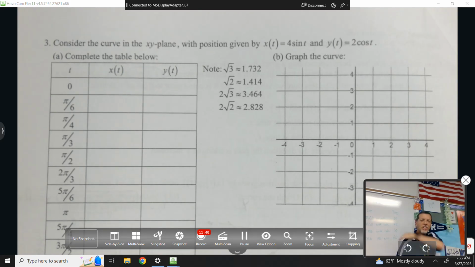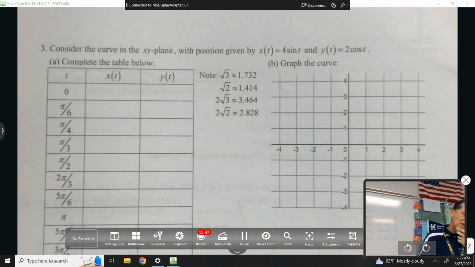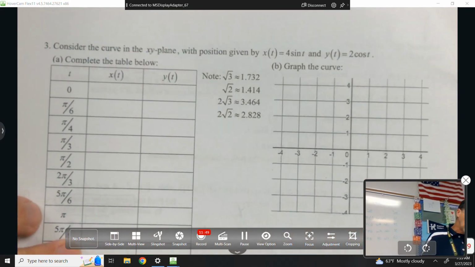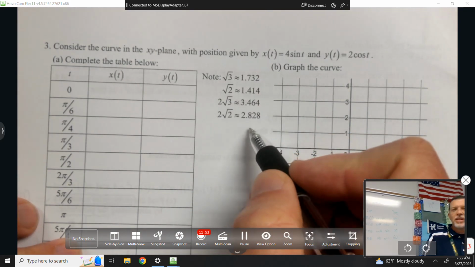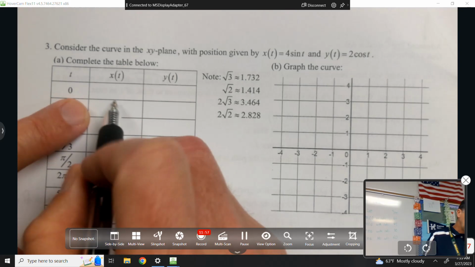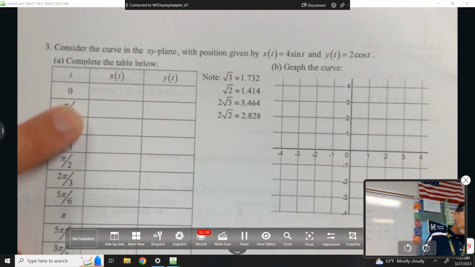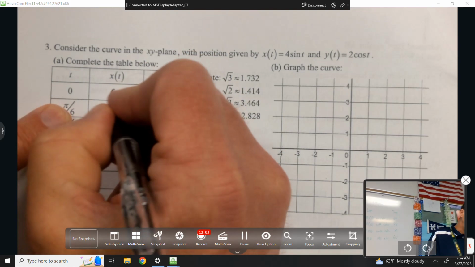Consider the curve in the xy plane given by x equals 4 sine t and y equals 2 cosine t. Complete the table below, but here's some values that might be helpful. So I'm guessing these will show up somewhere. I guess let's just do all the signs first. So 4 sine of 0 is 0, because the sine of 0 is 0.